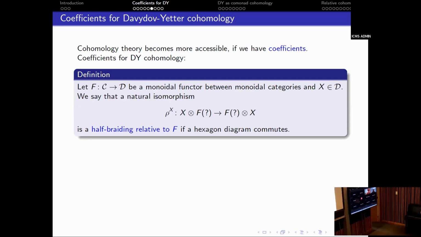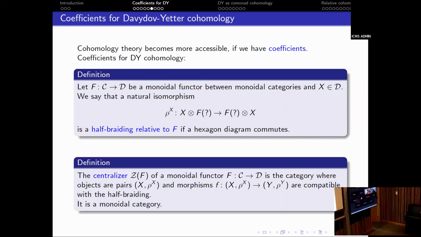So we are given a monoidal functor, and then we have a half braiding relative to F, which is a way to move images under F from one side to the other, and of course a hexagon has to be obeyed. Then we look at the category consisting of these objects for a given monoidal functor, and the morphisms are compatible with the half braiding.